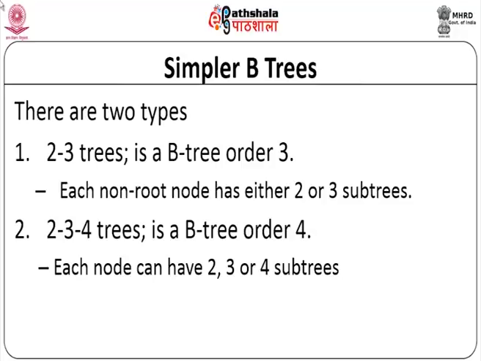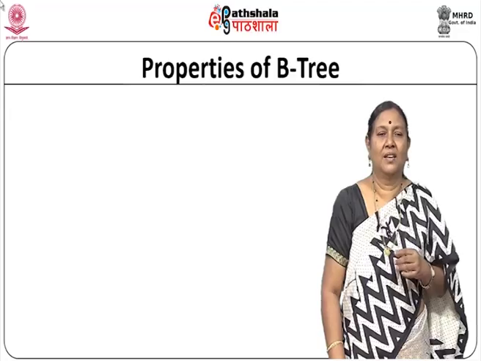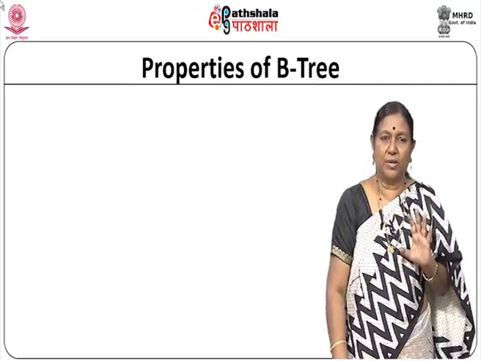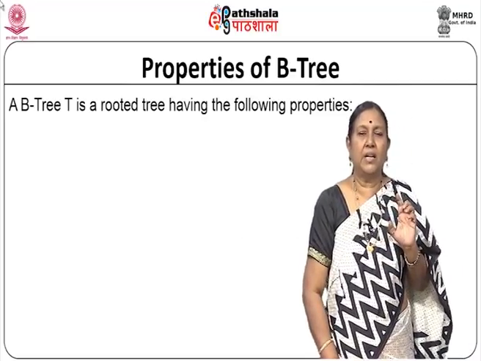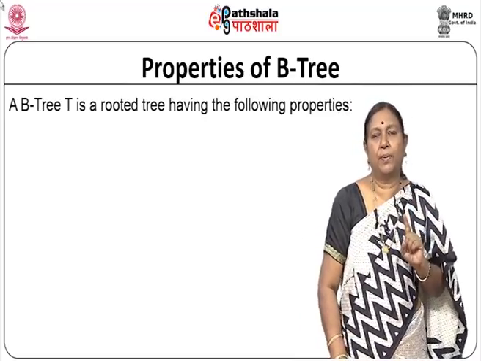What we are trying to say here is these are nothing but simpler types of B trees, if you call them B trees, but they are normally not called B trees, they are called 2-3 trees and 2-3-4 trees. If you have order 5, it will be called probably 2-3-5 trees. Now let us look at the properties of a B tree. A B tree is a rooted tree having the following properties.